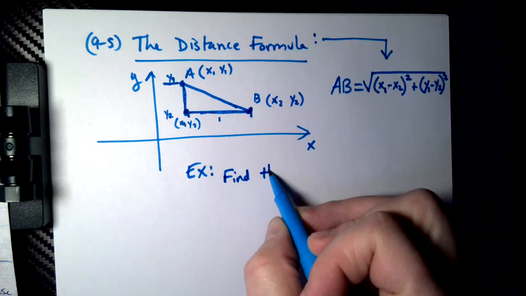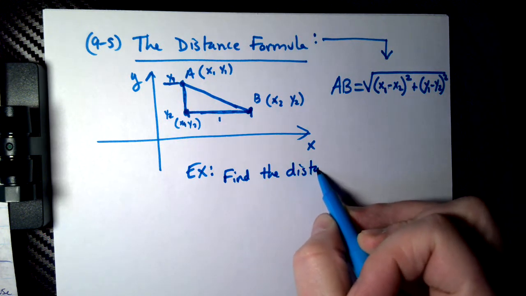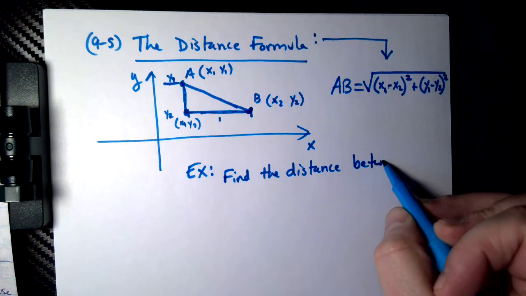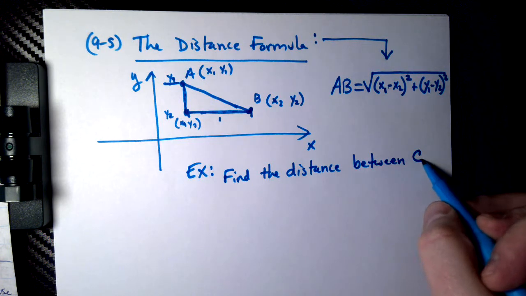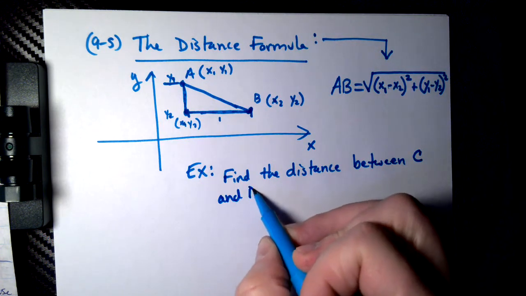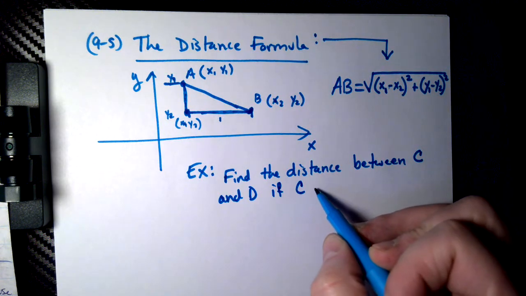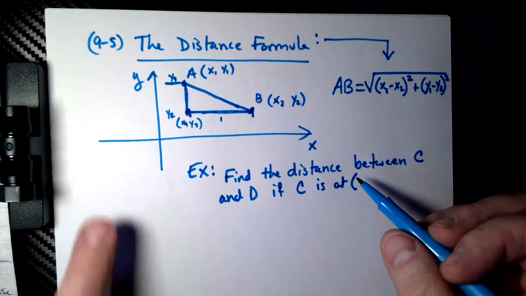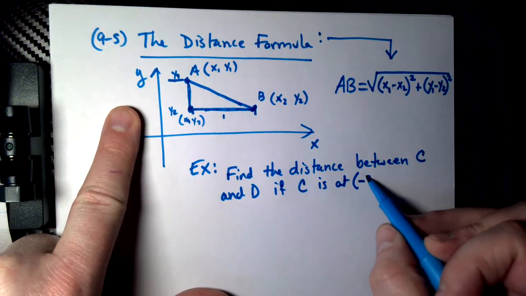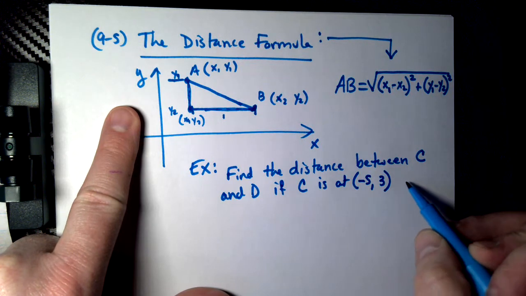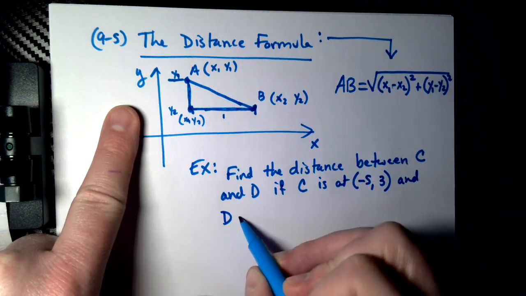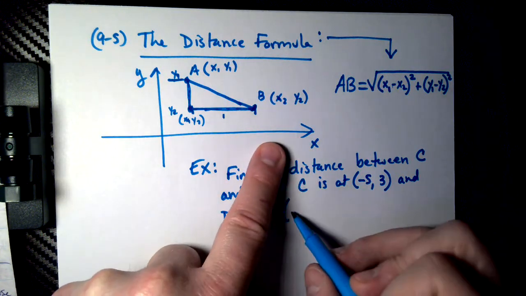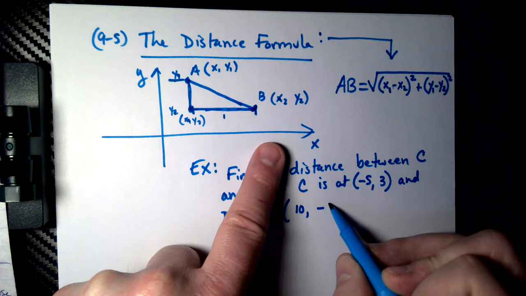Find the distance between, we'll call it C and D, if C is at, let's pick something in the second quadrant. So I'm going to go -5, +3. And D is at, and I'll pick something in the fourth quadrant. I'll go 10, -2.